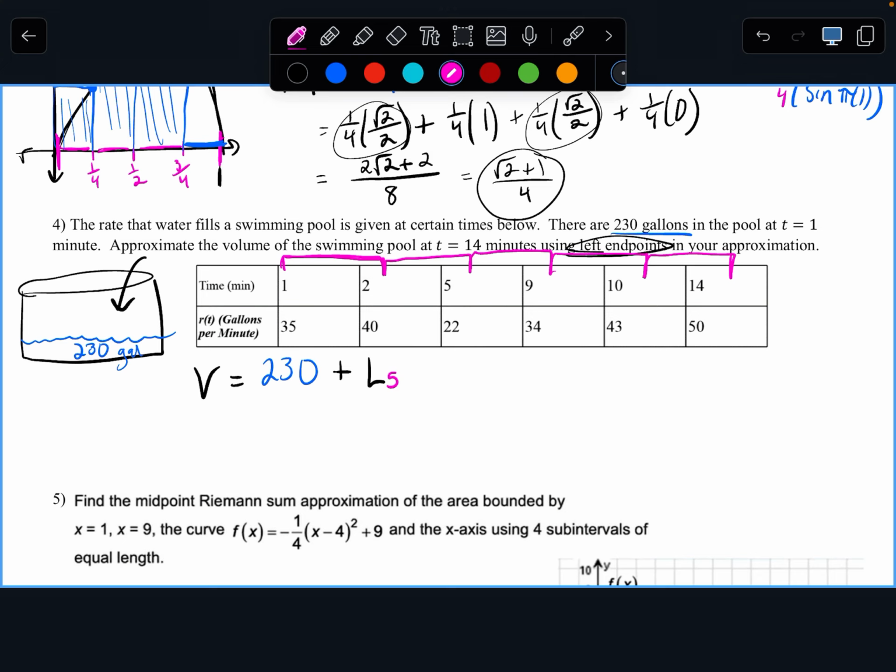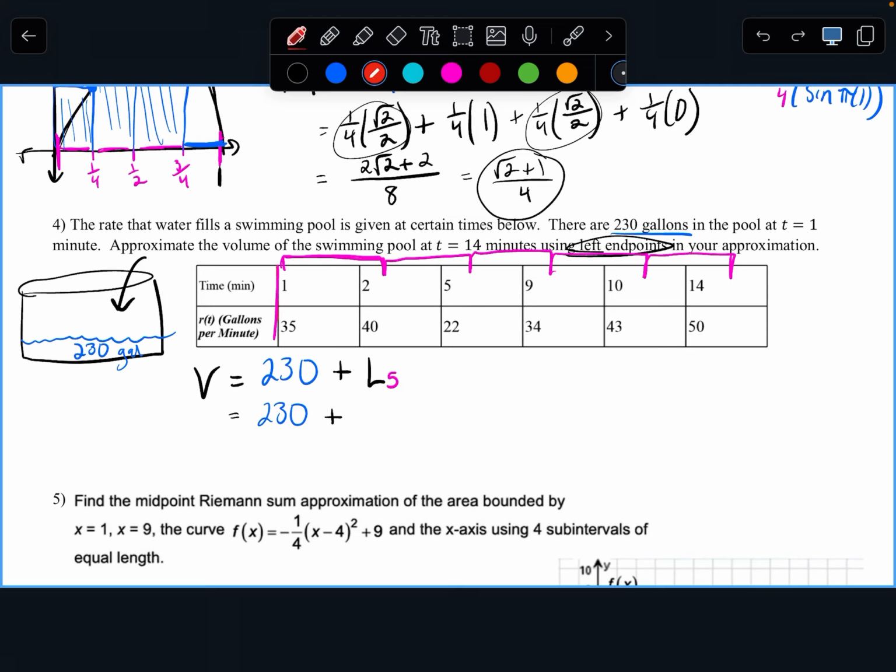Okay. If they don't approximate or tell you how many rectangles you're going to do, you just go with the data. Okay, left. So I have the 230 because that's already in there, and now I'm adding in water. So for my first one, it would be essentially this rectangle.